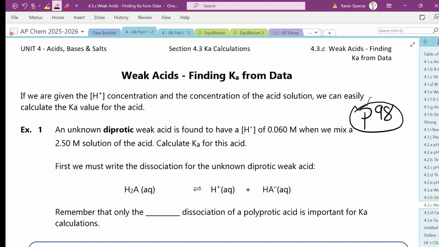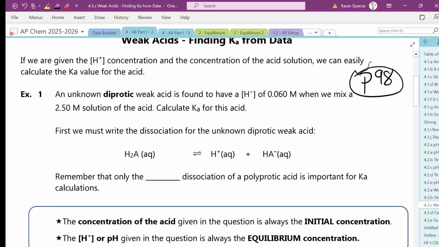If we are given H plus concentration, and if we are given the concentration of the acid solution, we can easily calculate the Ka value for the acid. So this is like the question where I give you an initial quantity and an equilibrium quantity and ask you to find KEQ. Yes? But here we're just calling it Ka.